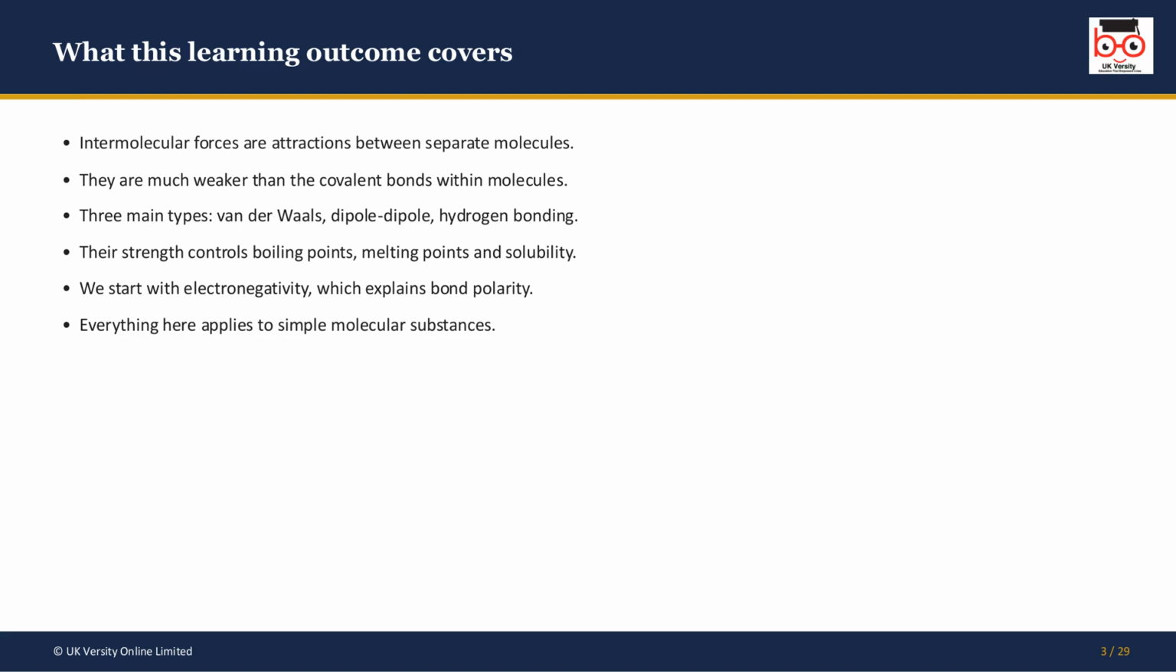Intermolecular forces are attractions between separate molecules, and they're much weaker than the covalent bonds within molecules. There are three main types to master: van der Waals forces, dipole-dipole forces, and hydrogen bonding, and their strength controls boiling points, melting points, and solubility. We'll begin with electronegativity, which explains why some bonds are polar, and everything here applies to simple molecular substances.